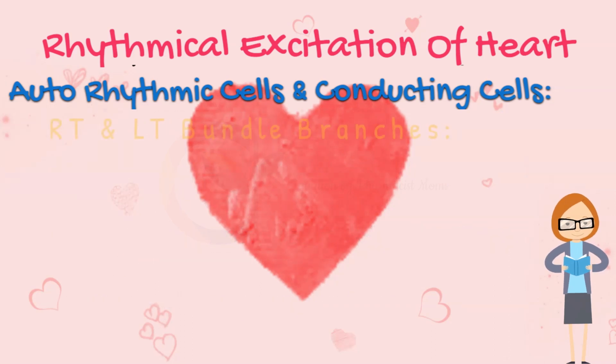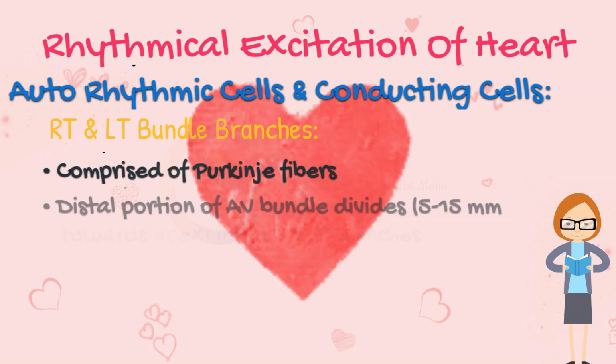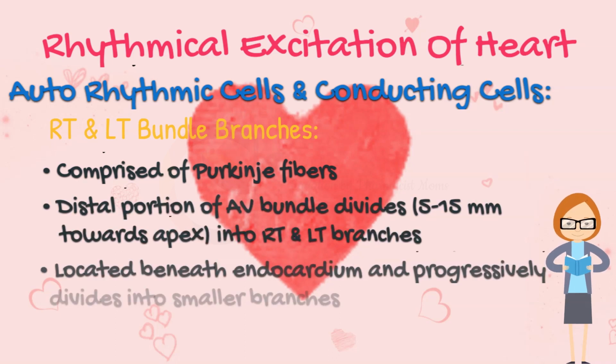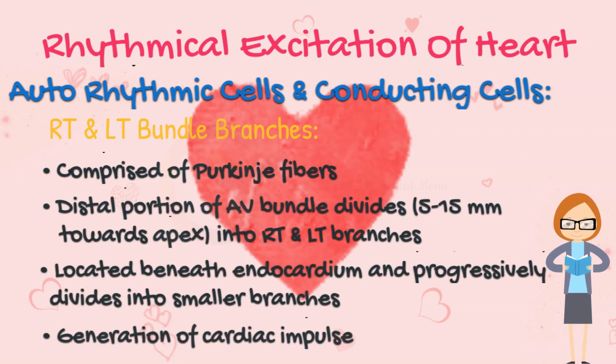Succeeding are the right and left bundle branches. They are comprised of Purkinje fibers. The distal portion of the AV bundle divides 5 to 15 mm towards the apex into right and left branches. They are located beneath the endocardium and progressively divide into smaller branches. They are responsible for generation of the cardiac impulse.